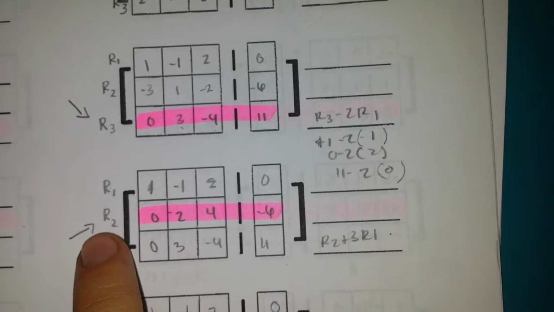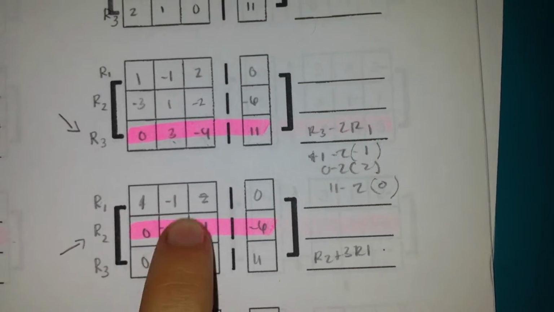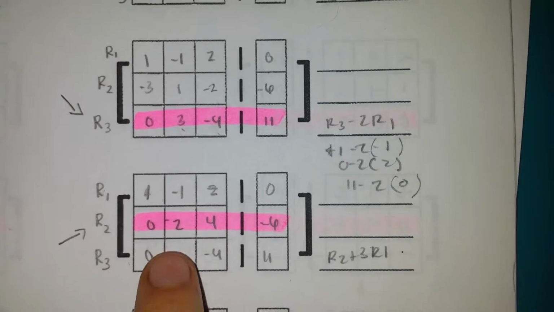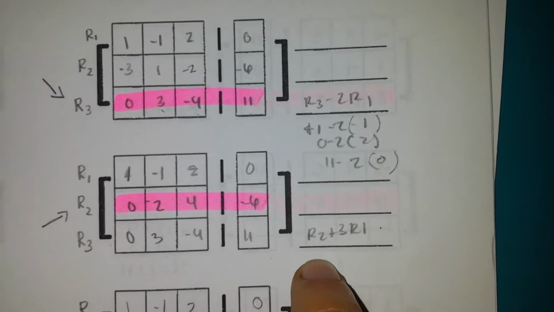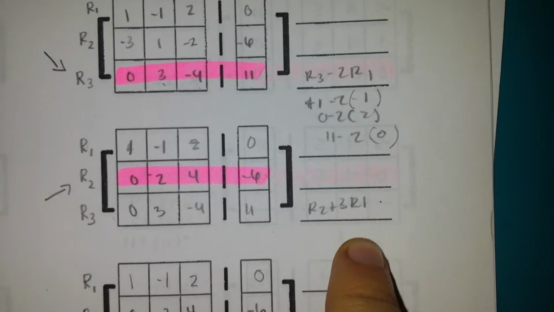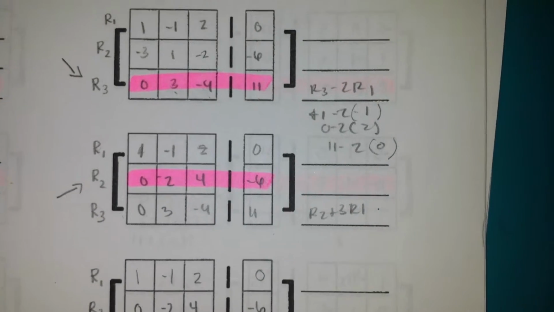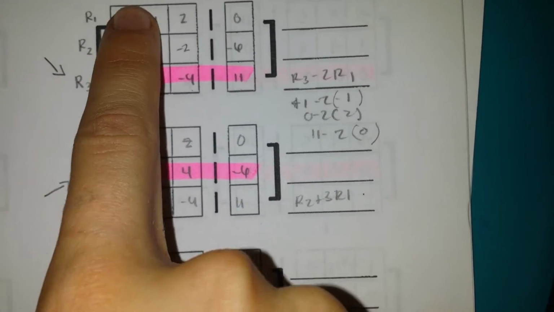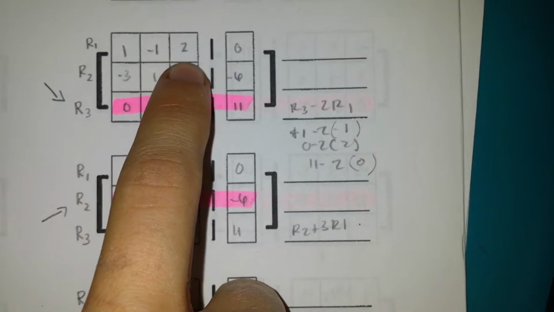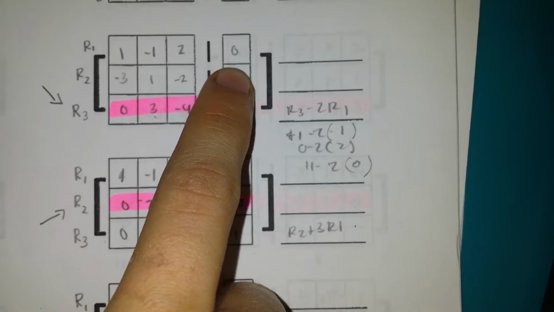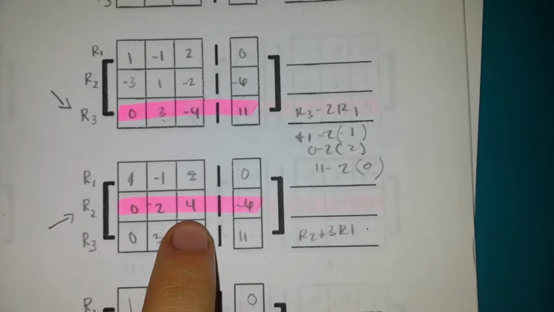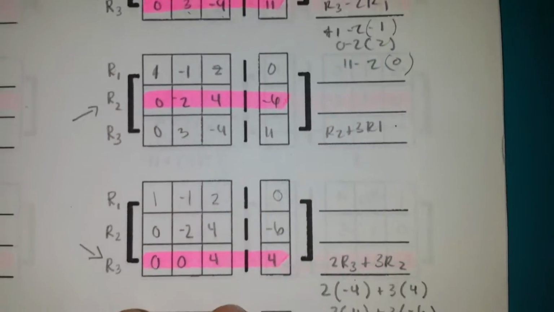And after we do that, we have to make sure that this 0 in the middle column on your left is a 0. So what we did here was we got row 2 plus 3 of R1, and we obviously got 3, negative 3, 6, and 0. And we added these two, and we got 0, negative 2, 4, and negative 6.